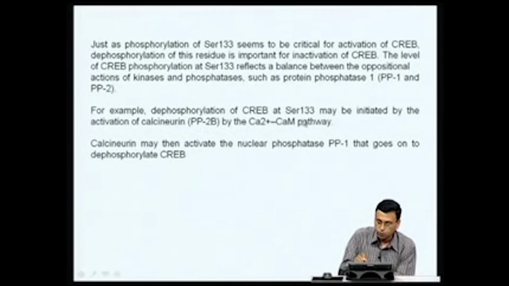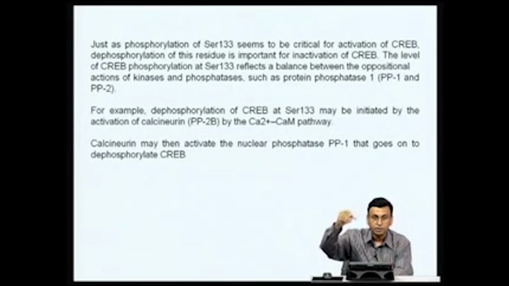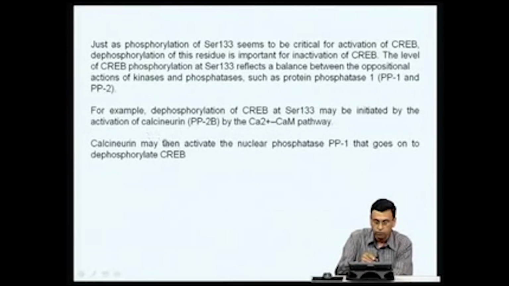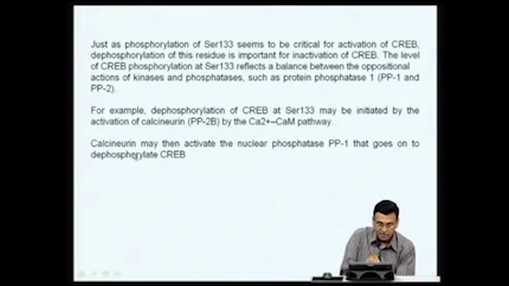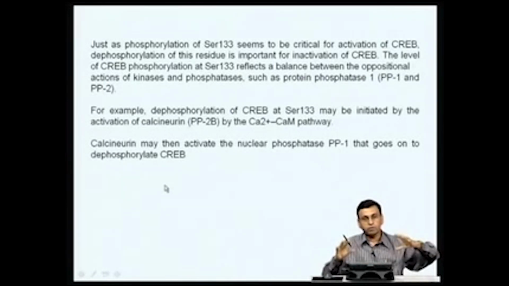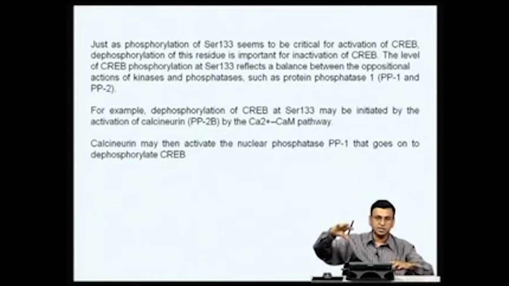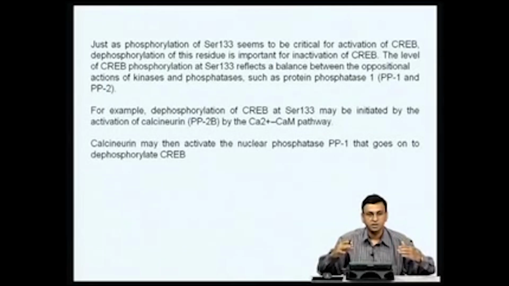Dephosphorylation of CREB at serine 133 may be initiated by the activation of calcineurin by the calcium pathway. There are certain signaling pathways which activate kinases, and certain pathways which activate phosphatases. When a pathway like the calcineurin pathway is activated, it stimulates the activity of phosphatases and therefore inhibits CREB activation. Calcineurin may activate the nuclear phosphatase PP1, which goes on to dephosphorylate CREB. So, there is a dynamic equilibrium between signaling pathways that activate kinases to phosphorylate CREB and pathways that activate phosphatases to dephosphorylate CREB, and this equilibrium ultimately determines how long the cyclic AMP signal, or the positive signal, can remain active.